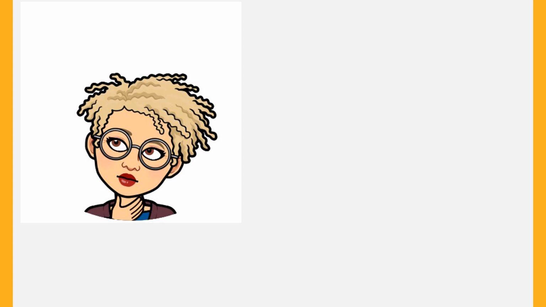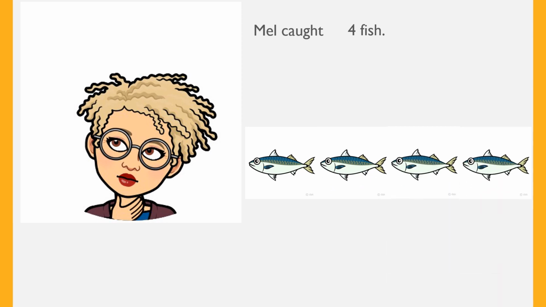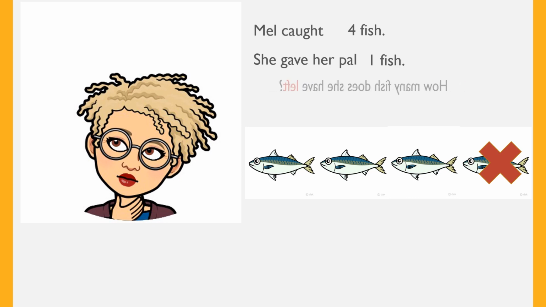Think about what Tyrone read. Mel caught 4 fish. 1, 2, 3, 4. She gave her pal 1 fish. That means she took 1 away. The big question of subtraction is, how many are left? So we want to know, how many fish does she have left?